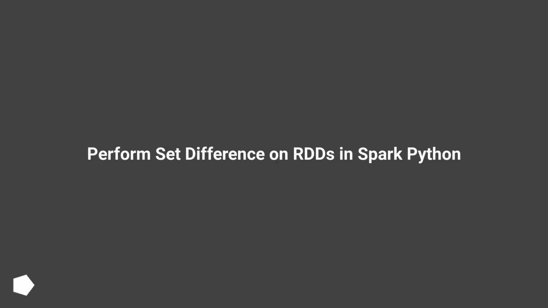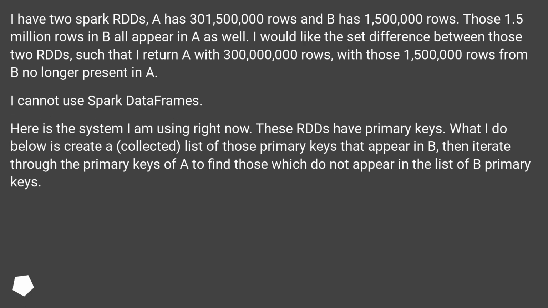Perform set difference on RDDs in Spark Python. I have two Spark RDDs. A has 301,500,000 rows and B has 1,500,000 rows. Those 1.5 million rows in B all appear in A as well.